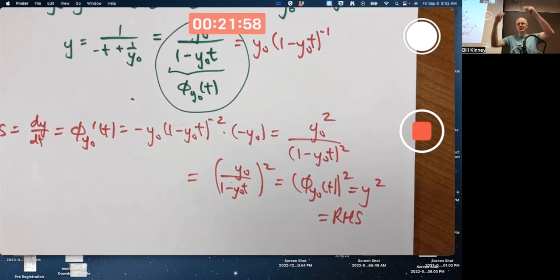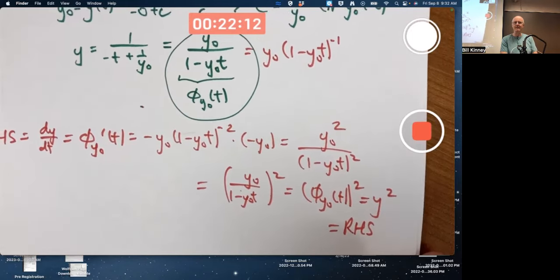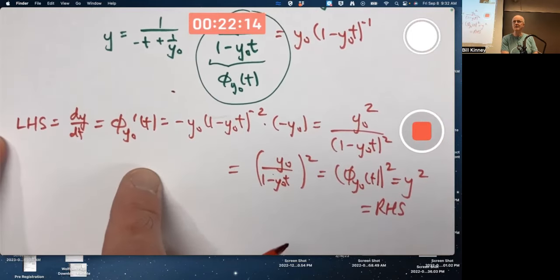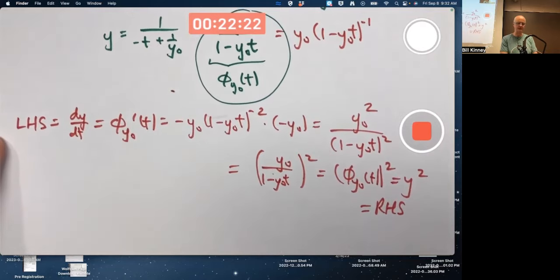Typically, I advocate 2 lines. Left-hand side is the derivative, simplify it. Right-hand side is f of t comma y, replace y with the function, simplify, see if you get the same thing when you simplify. But here I did it in one line. Make sure you can do this on tests. Maybe not for this example, but the idea, you should be able to do this to verify a solution.